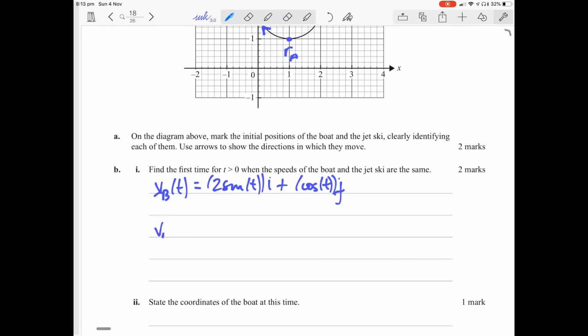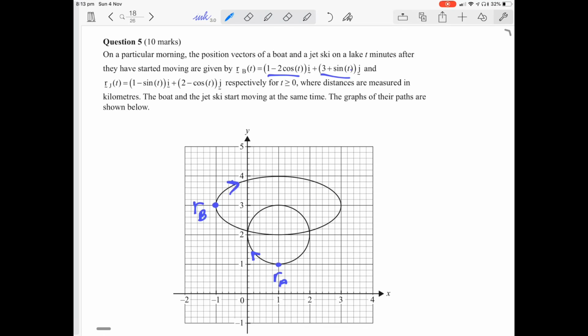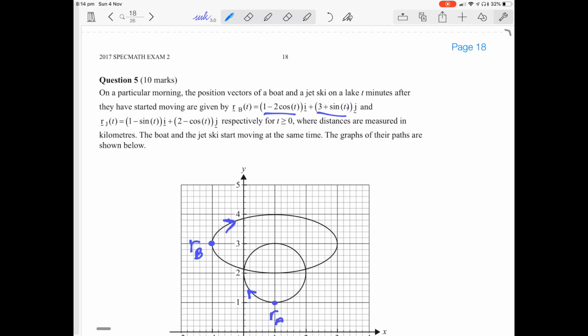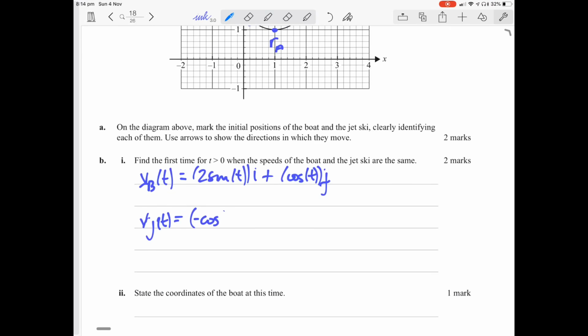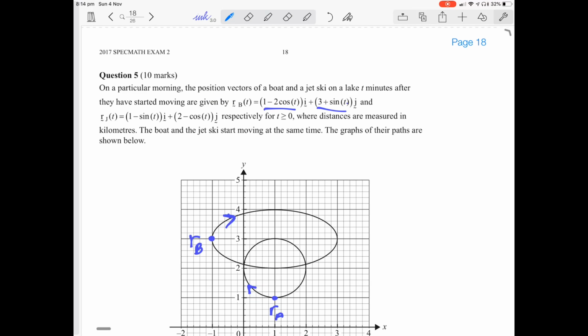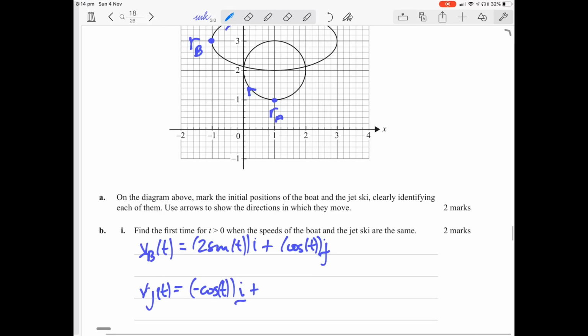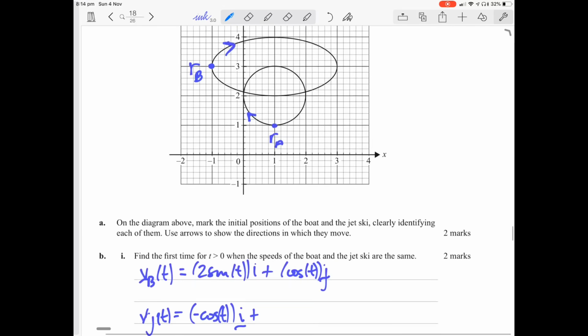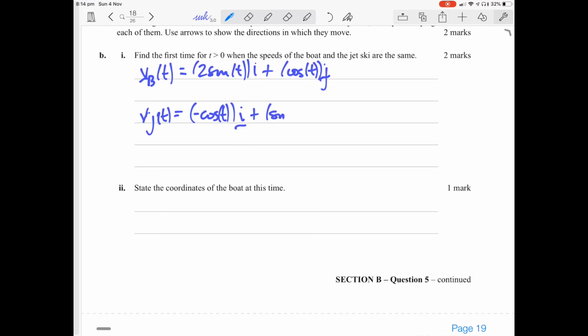Okay, and then v of j of t is going to be negative cos of t i plus sine of t, and the speeds are the same. Negative cos of t is going to be sine of t j.